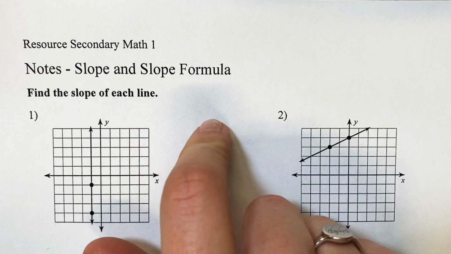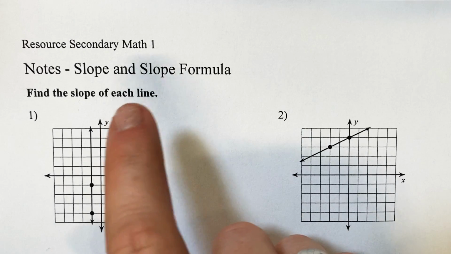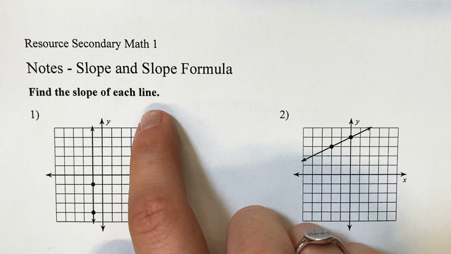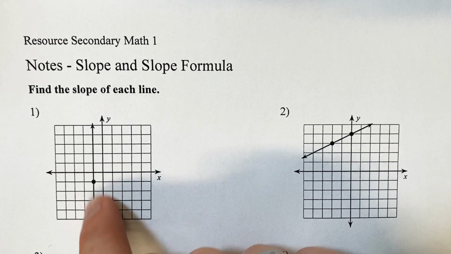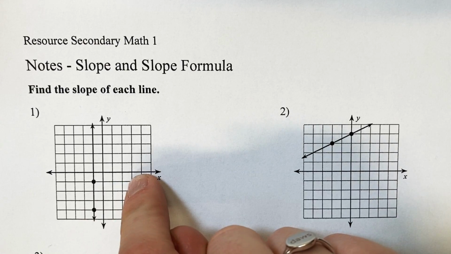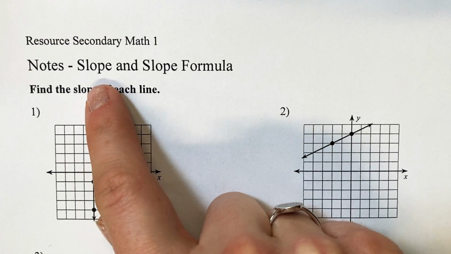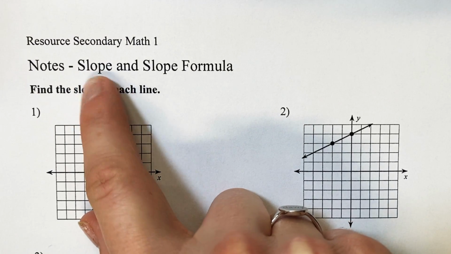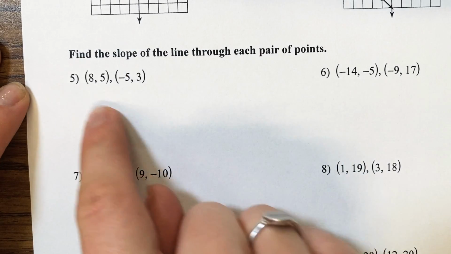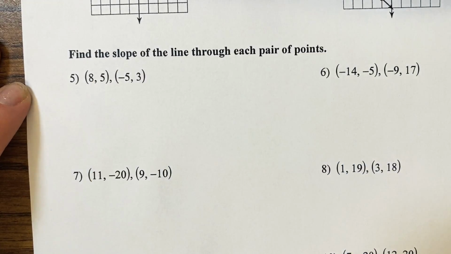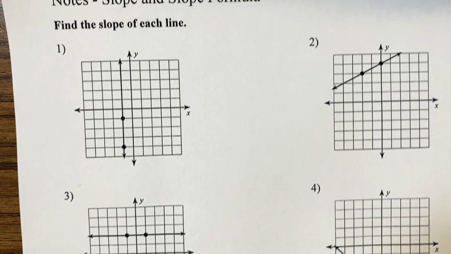Where we were given equations. Remember, it looked like y equals something, okay? And we used that equation to graph a line on our coordinate plane. So today we're going to be talking about finding the slope when given either a line on a coordinate plane or when given 2 coordinate points. Okay, so let's get right into it.